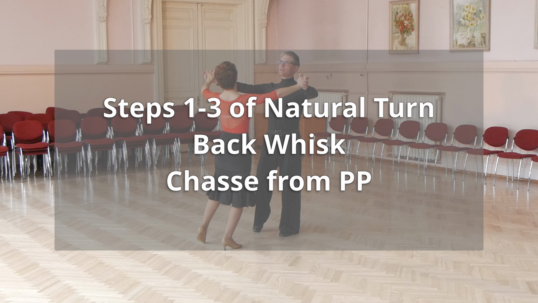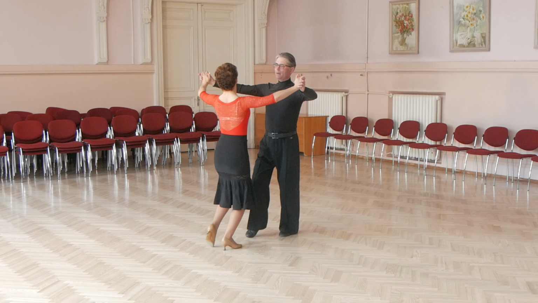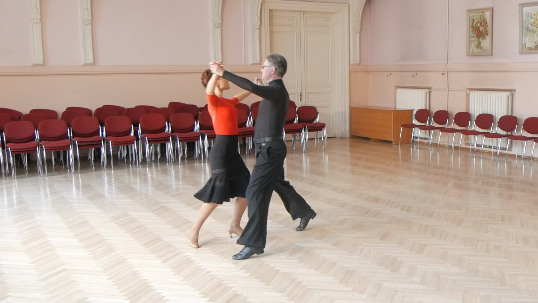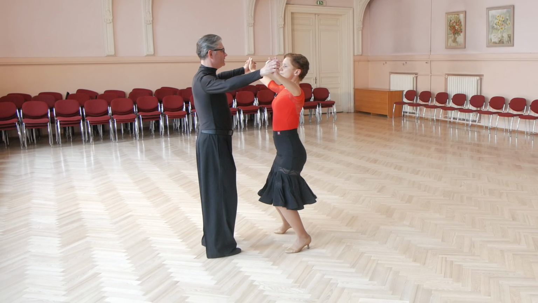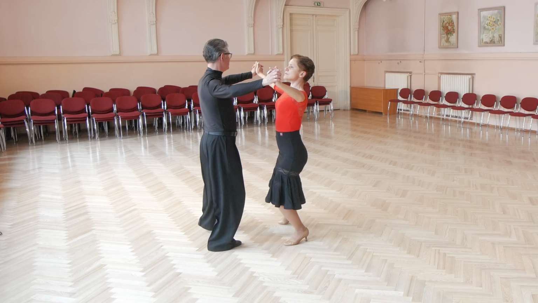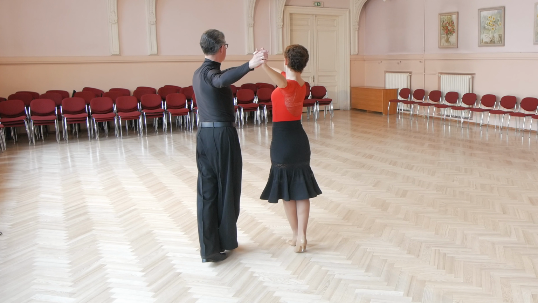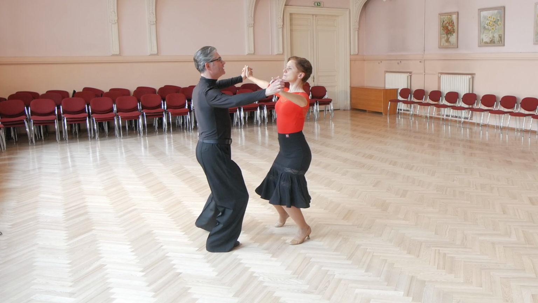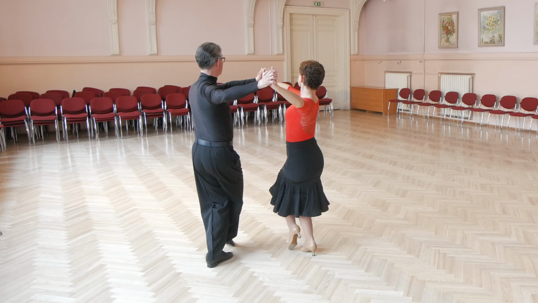Now let's look at routine, steps 1 to 3 of natural turn, then back, whisk and chasse from promenade position. We dance first 3 steps of natural turn, and then we continue natural turn, but we change ending, we rise and then we turn and cross feet behind and we open promenade position. And then lower.